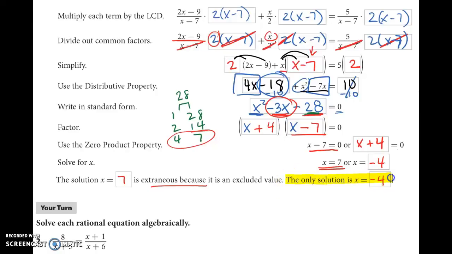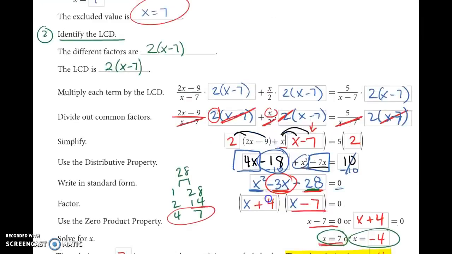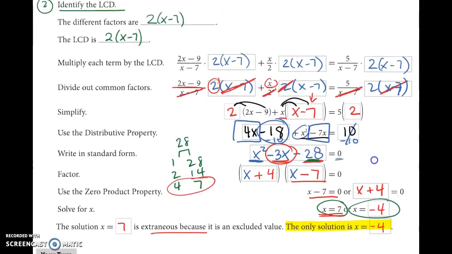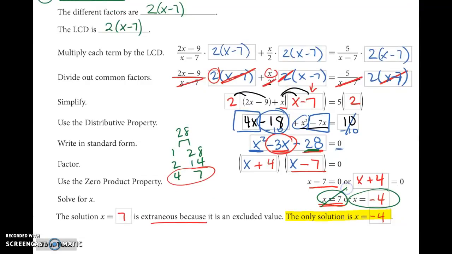Okay, so just to point out, what that means is we got two answers here, but we have to go back to the beginning where we said, hey, what values would be excluded? And that x equals 7, well, this one would have to be excluded. And so x equals 7 is an extraneous solution, and the only solution that we have for this one is x equals -4.